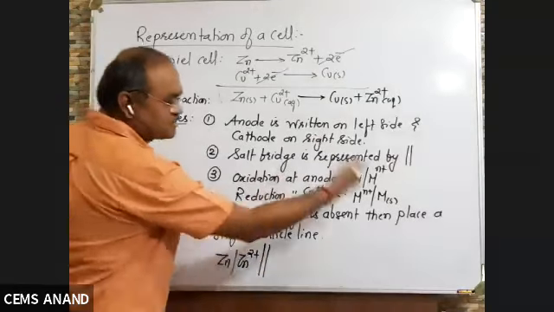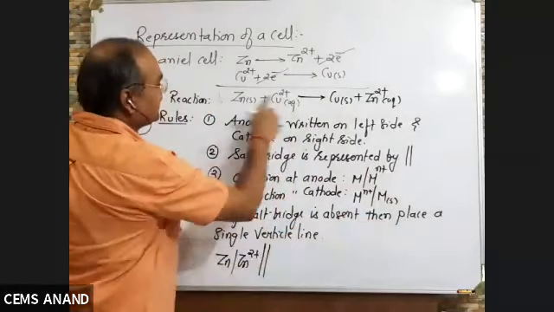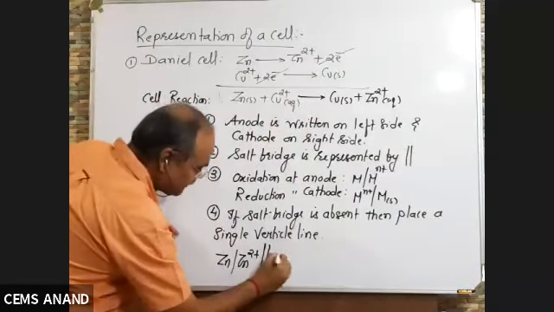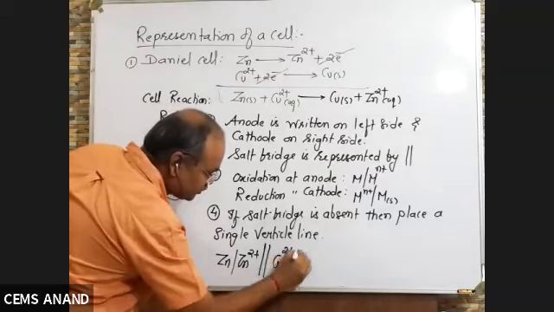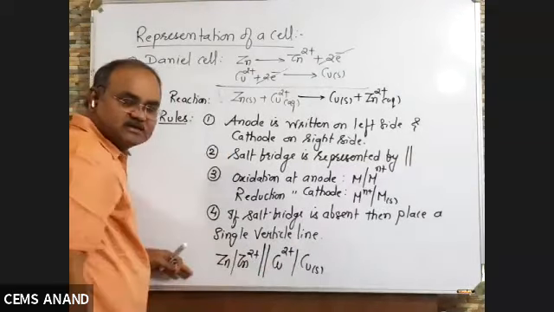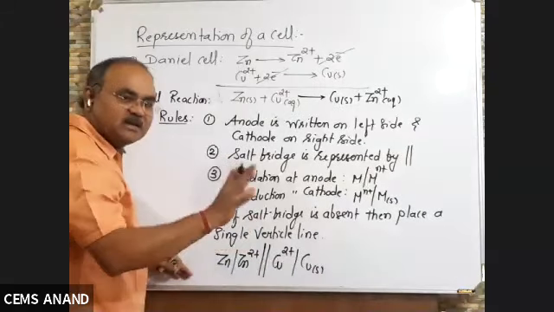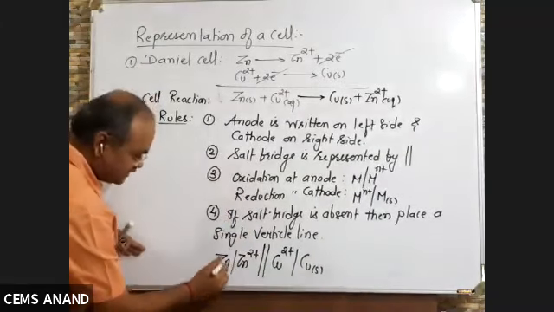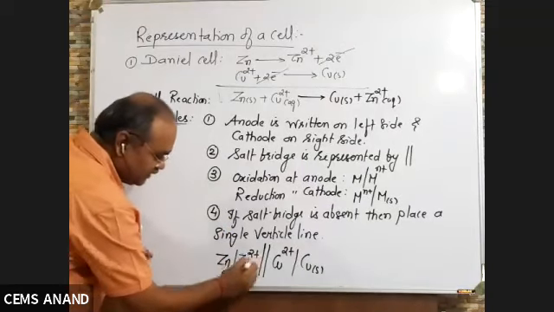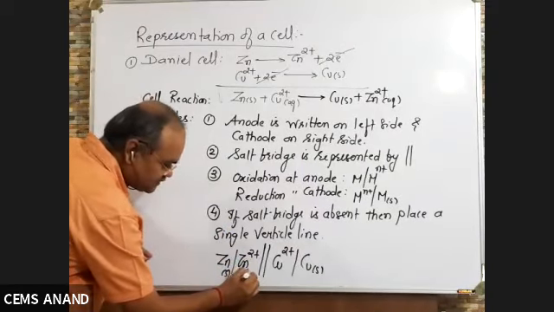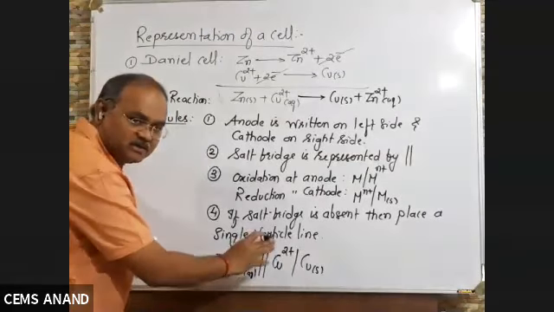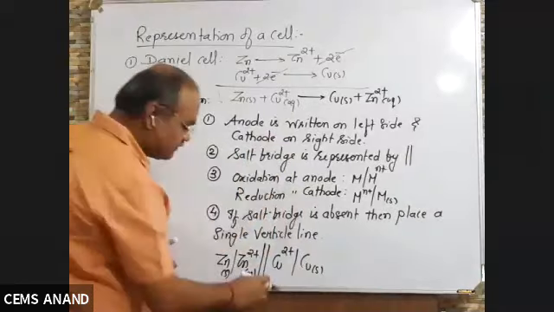Then cathode. Cathode is written on the right side. On the right side, who is cathode? Cu2+/Cu solid. So this is called cell representation. In cell representation, there are some rules also. If it is metal, you have to write solid. If ions are there, you have to write aqueous. And its concentration, right now I have not given the concentration. If it is not given, you can write 1 molar like this.